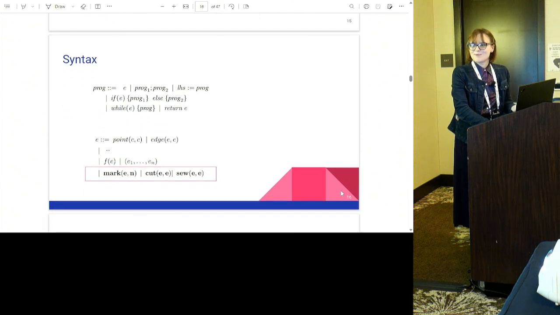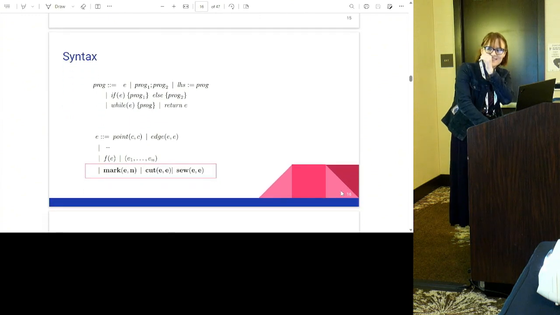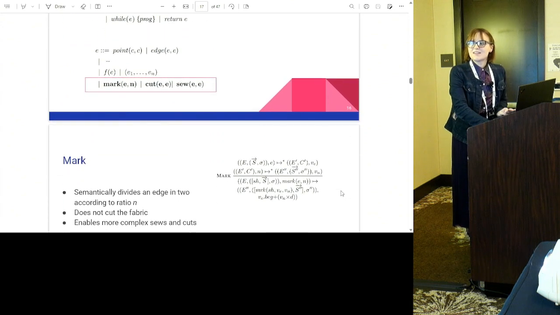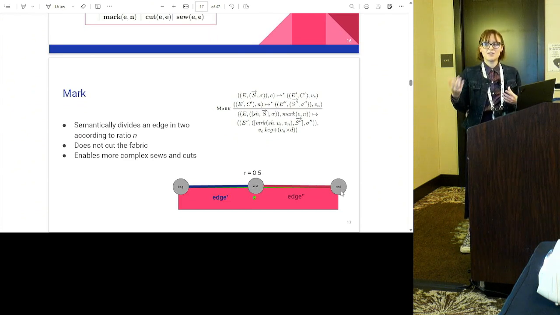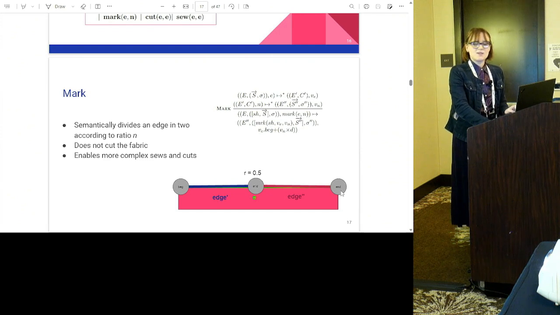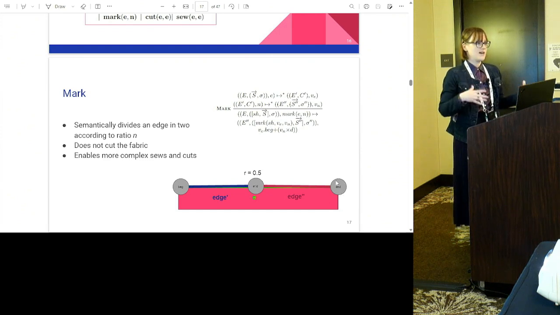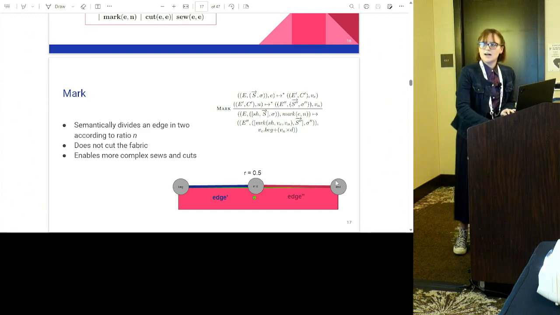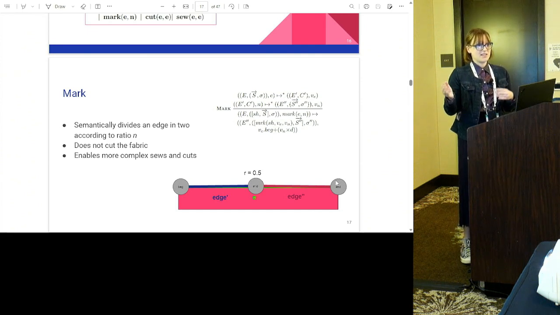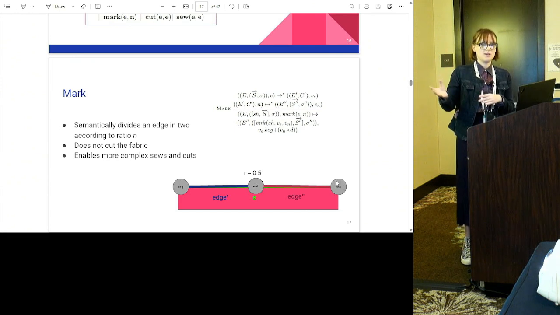So, as I mentioned before, we're going to be focusing mainly on the semantics of those 3 operations. So marking. Marking is our equivalent of measuring, and it's how you might want to specify that, oh, I'm going to do this, but I'm only going to do it part way along my shape. What it does is that it divides one of the edges that make up your simple shape into 2 edges at some ratio n. And this is one of the places where those more geometric things come up. It does not actually cut the fabric in any way. It just produces this extra edge that you can then use to perform a more complicated cut or sew that you wouldn't have been able to do using the existing edges of the original shape.